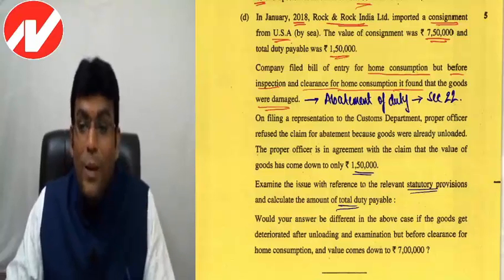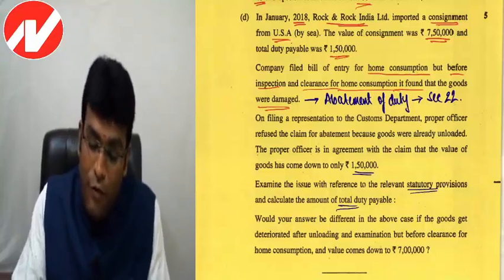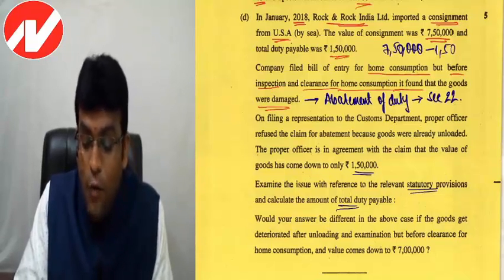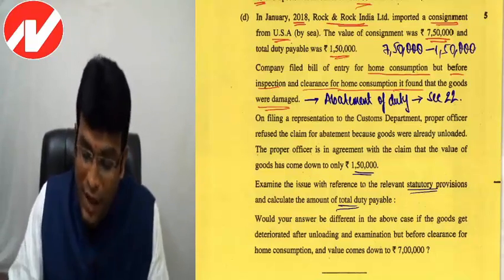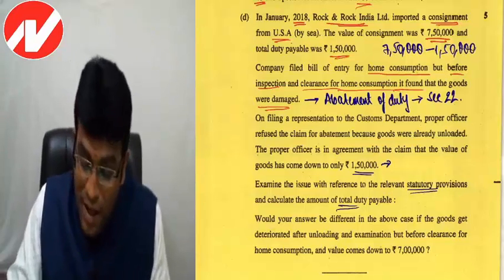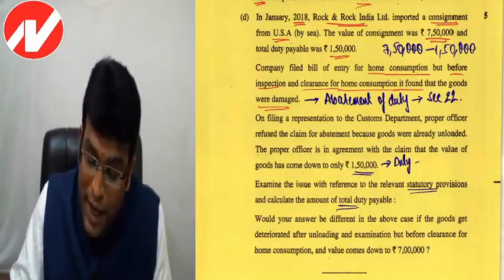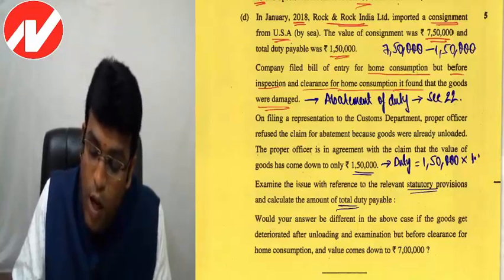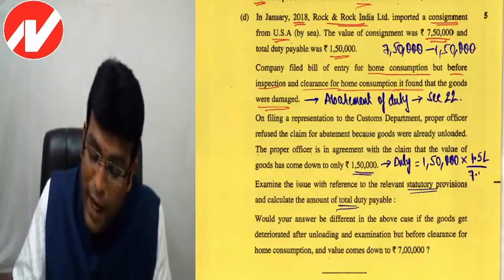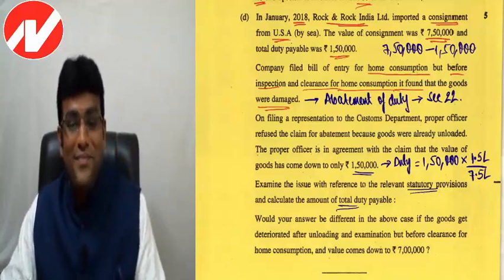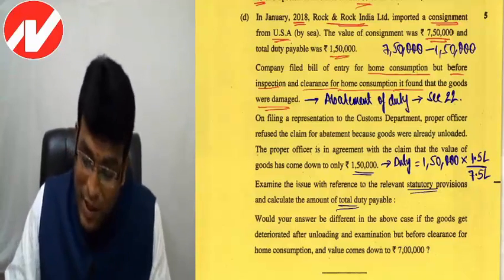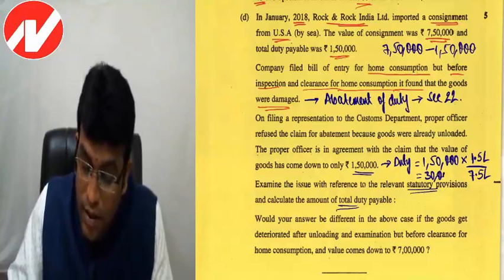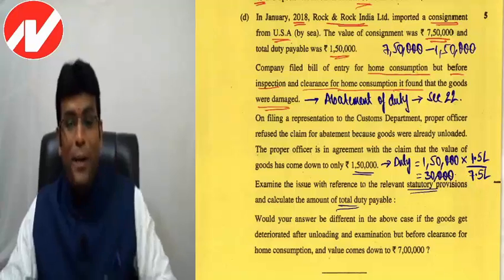Earlier the value was how much? 7,50,000. For 7,50,000, the duty was 1,50,000. Now for 1,50,000, what will be the duty? So what duty I will pay is only 1,50,000 into 1.5 lakhs divided by 7.5 lakhs. It comes to 1/5. So it comes to 30,000. This is only the duty what I will pay.